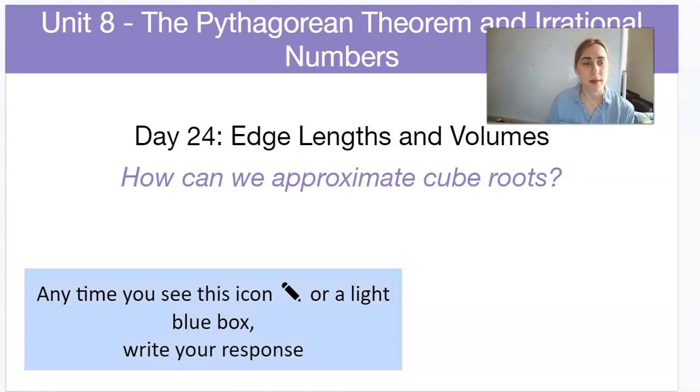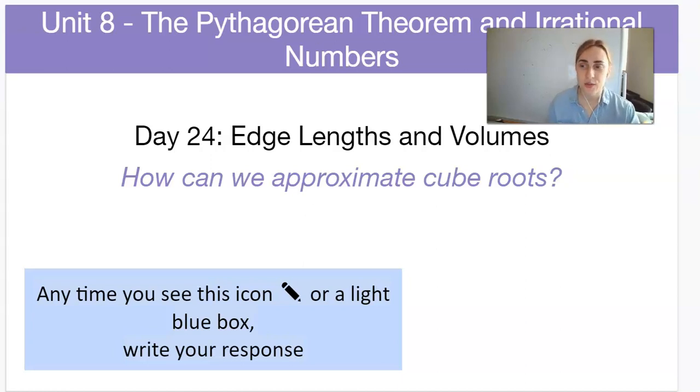I am an 8th grade math teacher, and today we are continuing Unit 8, the Pythagorean Theorem and Irrational Numbers. Our topic for today is edge lengths and volumes, and our big focus question is how can we approximate cube roots? Throughout the lesson, I want us to think back to this question: how is what we're doing related to edge lengths and volume? And what do edge lengths and volume have to do with cube roots?